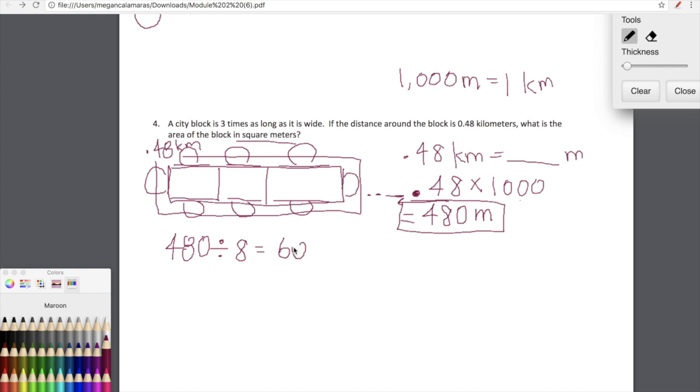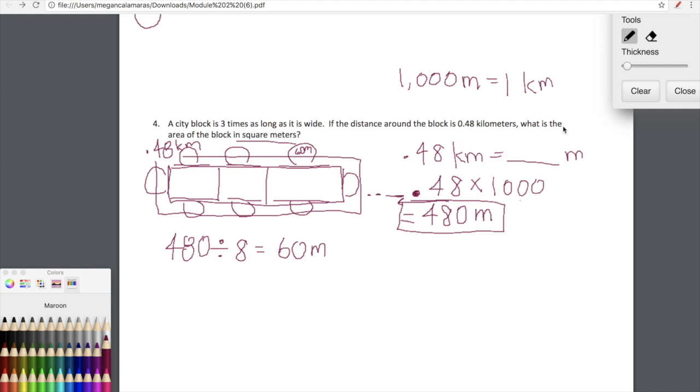So 480 divided by 8 is 60. So what that tells us, Maggie, is that each of these units within our city block is 60 meters long. And each of these units is exactly the same. We already know there are 8 of those units. We have the perimeter. The perimeter of this entire city block is 480 meters. We divided 480 meters by 8. Now we know the length of each unit, but of course we're not done.